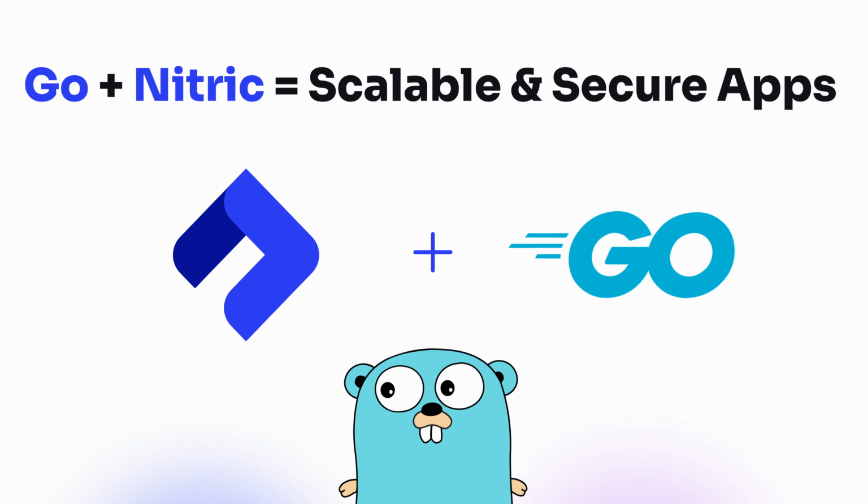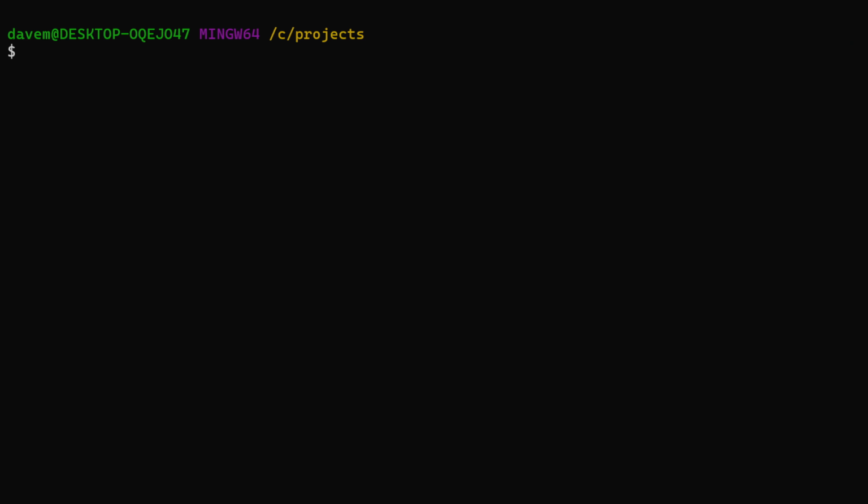Nitric supports several languages, and thanks to the amazing contributions from the Nitric community, we are especially excited about the version 1 release of our Go SDK. This enables Go developers to easily create and deploy scalable, secure applications on any cloud directly from your Go code. Sounds easy, right? Let's dive into a quick getting started demo to show you just how simple it is.